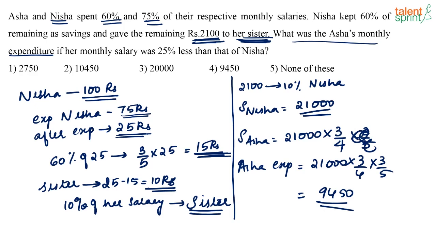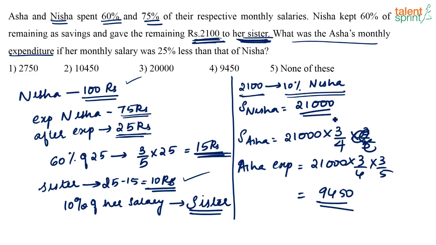Okay, so what does that mean? That is how much percentage of her salary. If her salary was 100 rupees, she is giving 10 rupees to her sister, or she is giving 10% of her salary to her sister. Now here it is given that she is giving 2100 rupees to her sister. So what does this 2100 mean? This 2100 refers to 10% of Nisha's salary. Or what is salary of Nisha? Salary of Nisha is 21,000.